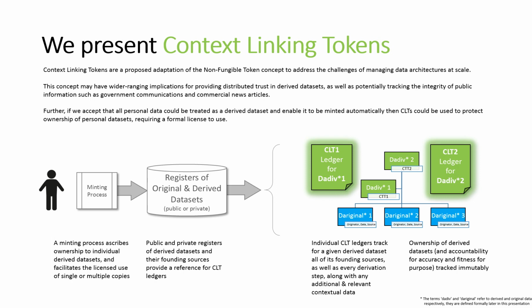On the right-hand side, we have the ledger relationship to each of the derived datasets. Individual CLT ledgers track for a given derived dataset all of its founding sources, as well as every derivation step, along with any additional and relevant contextual data. Ownership of derived datasets and accountability for accuracy and fitness for purpose is thereby tracked immutably. The terms dative and deriginal are defined later in the presentation.